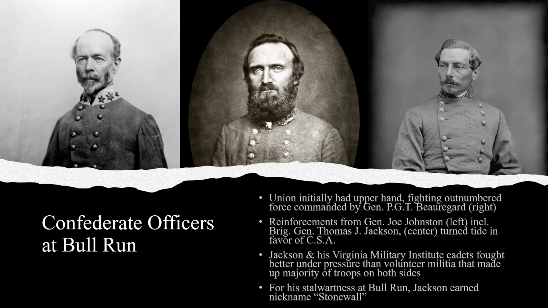McDowell's troops engaged the Confederates, commanded by General Pierre-Gustave Toutant Beauregard. In the beginning of the battle, the Union's army had nearly 36,000 troops, outnumbering the Confederates. The rebels began to fall back, but one officer, Brigadier General Thomas J. Jackson, whose brigade of Virginia Military Institute cadets had arrived as reinforcement, refused to fall back. Jackson and his more disciplined cadets inspired the rest of the Confederate forces to rally, leading Jackson to earn his nickname Stonewall.